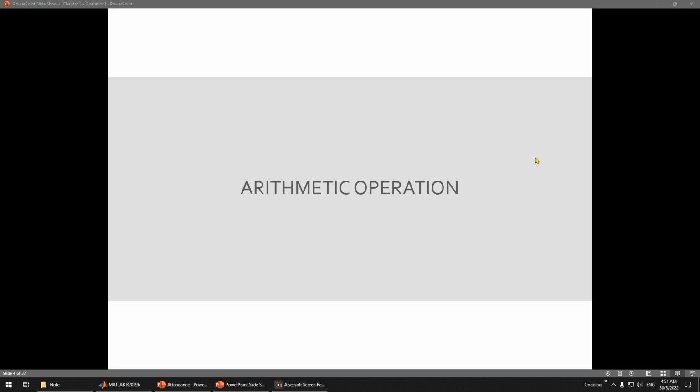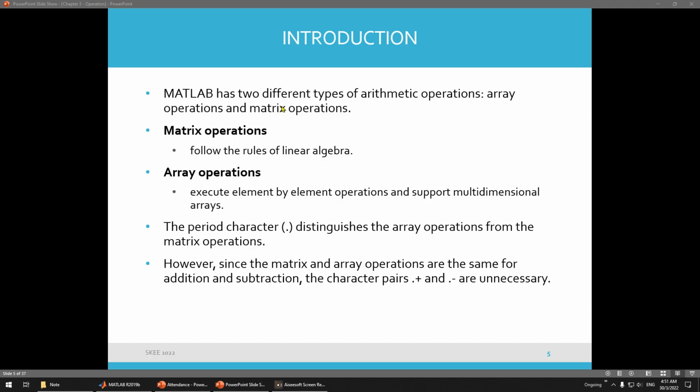So we start with the arithmetic operation, the first part of this. MATLAB has two different types of arithmetic operation, array and matrix. So matrix operation and array operation. Matrix operation is basically what you have learned in algebra. Remember, let me open the pen first.